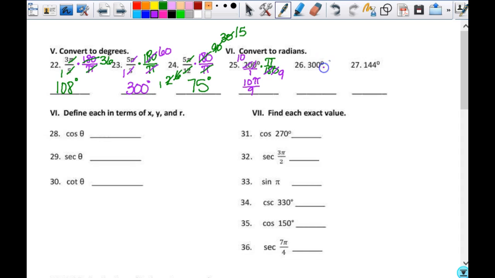I'm going to multiply this by pi over 180. Put that over 1.